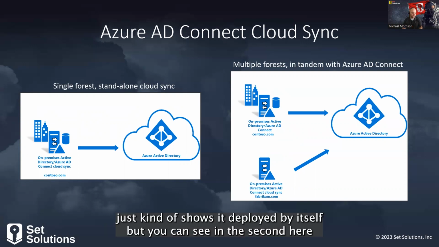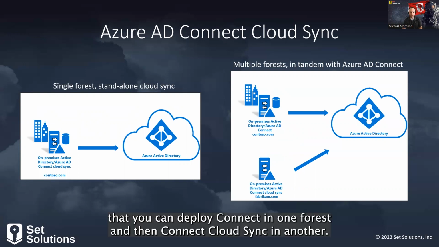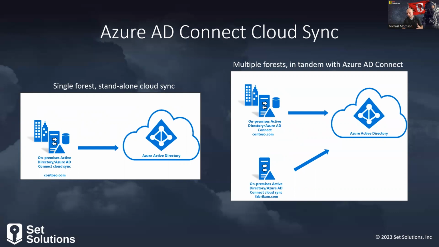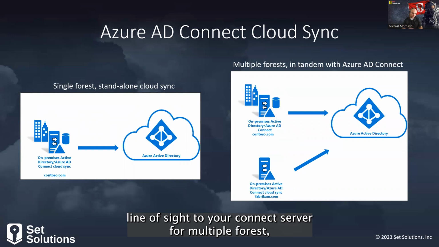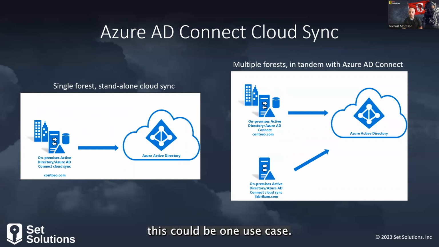The first image just shows it deployed by itself, but you can see in the second here that you can deploy Connect in one forest and then Connect Cloud Sync in another, if that's what you need to do. So in situations where you didn't want to open up line of sight to your Connect server for multiple forests, this could be one use case.